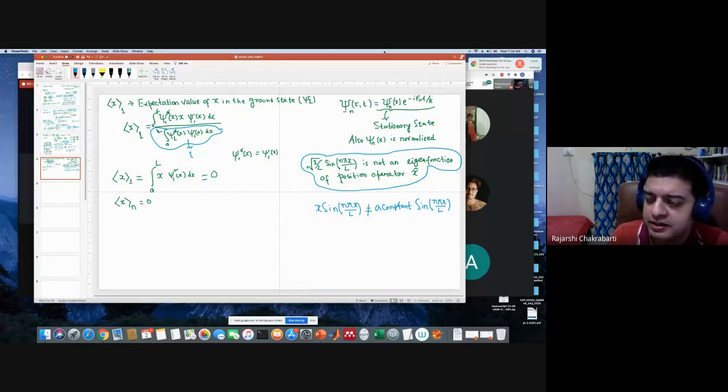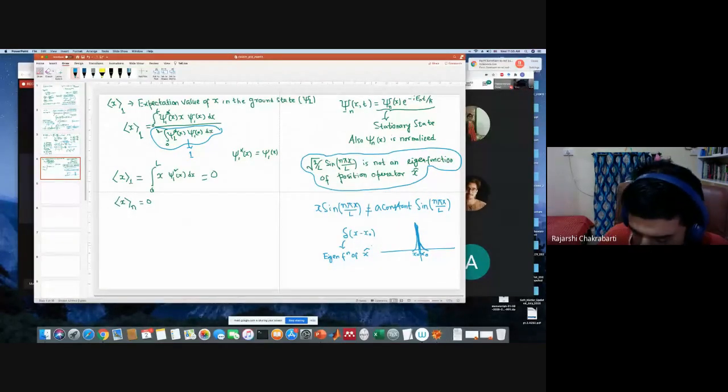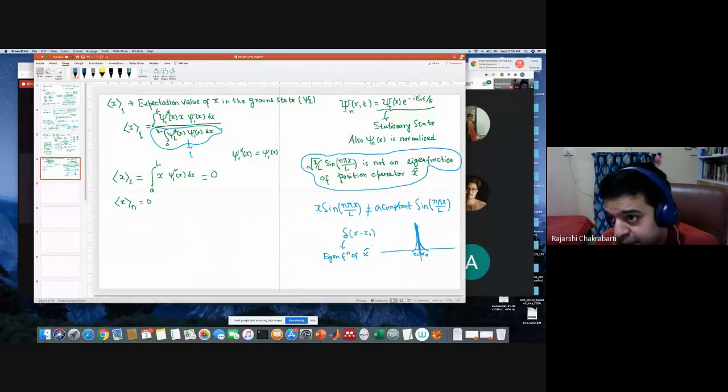So the example is not here. An example would be something like this. This is called the Dirac delta function, delta of X minus X naught. If I plot this function, and this is X equal to X naught, then this function is peaked around this value X naught. And then this function would be an eigenfunction of X. But not sine n pi x by L. So this is not an eigenfunction of the position operator. And maybe if you deal with the Dirac delta function, we'll see how it is possible.